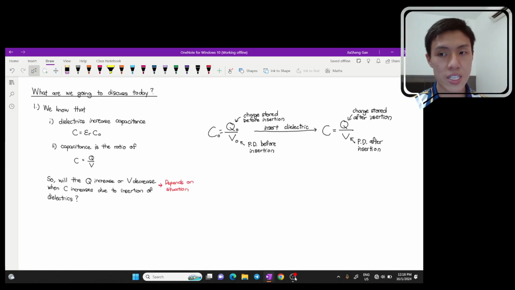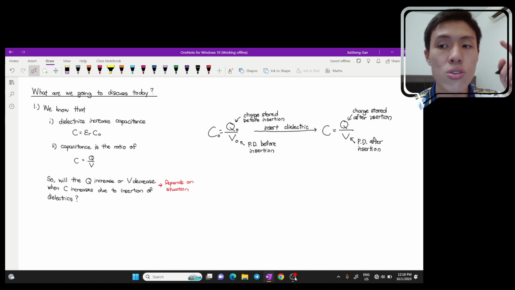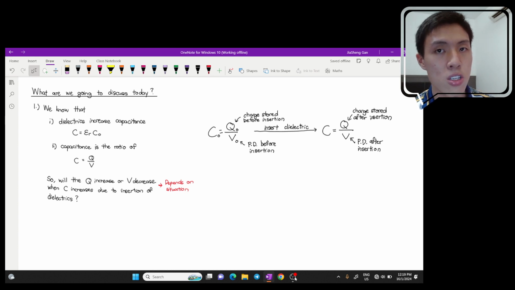In the previous video, we discussed the idea that if we insert a dielectric in between the capacitor plates, the dielectric will improve the permittivity of that space in between the capacitor plates. If we improve the permittivity of that space, it will cause the capacitance to increase. So the dielectric always increases the capacitance of a capacitor. If you insert a dielectric, the capacitance will increase.